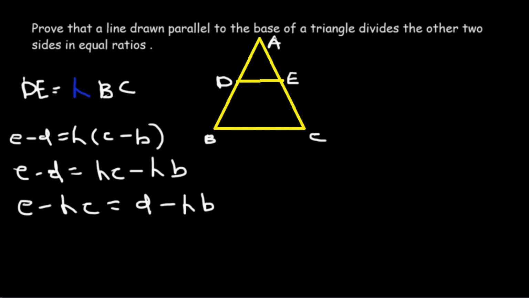Now let's pay particular attention. We can write this expression also as 1 minus lambda over 1 minus lambda. Now doing this, we have actually not changed the expression, right? We have expressed this in another form because we can easily cross multiply and cancel out the 1 minus lambda. Now since we have to show that DE divides the other two sides in equal ratios, we have to bring this to signify external division.